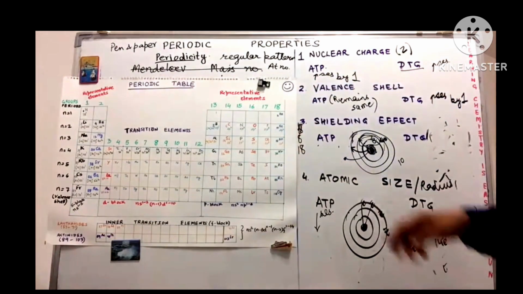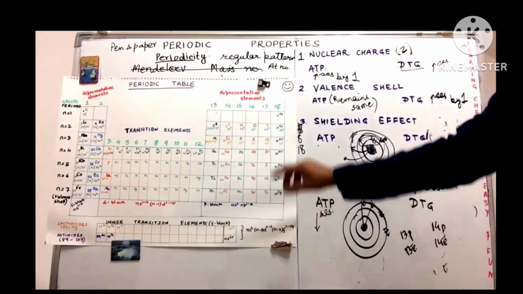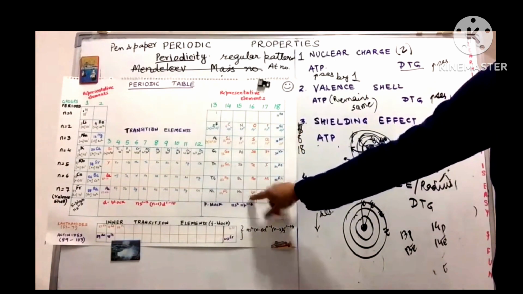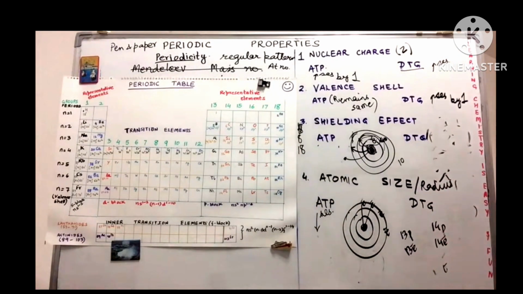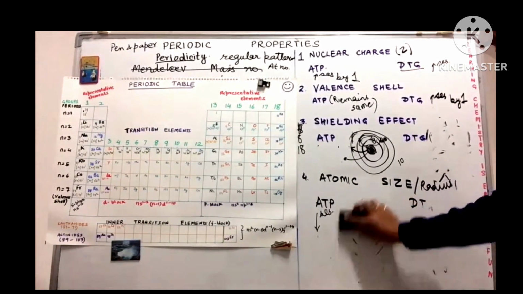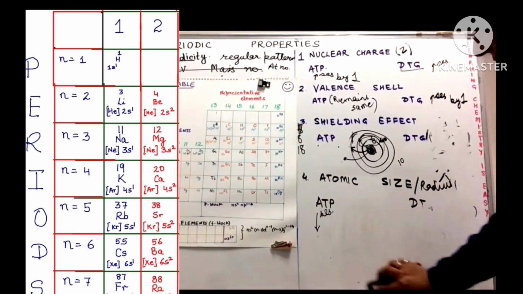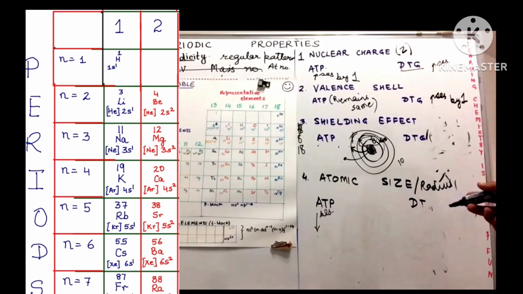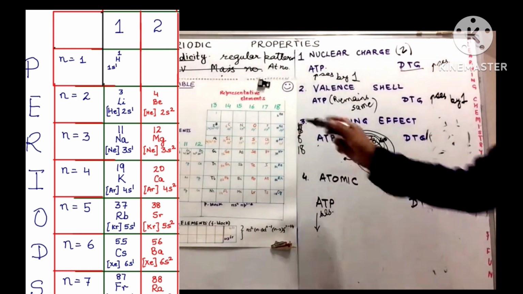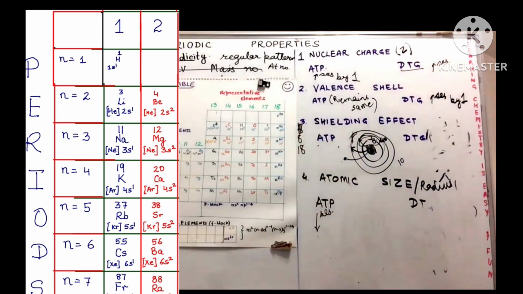Let's talk about down the group. Let me take group number 16. So I have 2p4, 3p4, 4p4, 5p4, 6p4, 7p4. So what is happening? The number of valence electrons is remaining the same. The number of valence shells is increasing by 1.